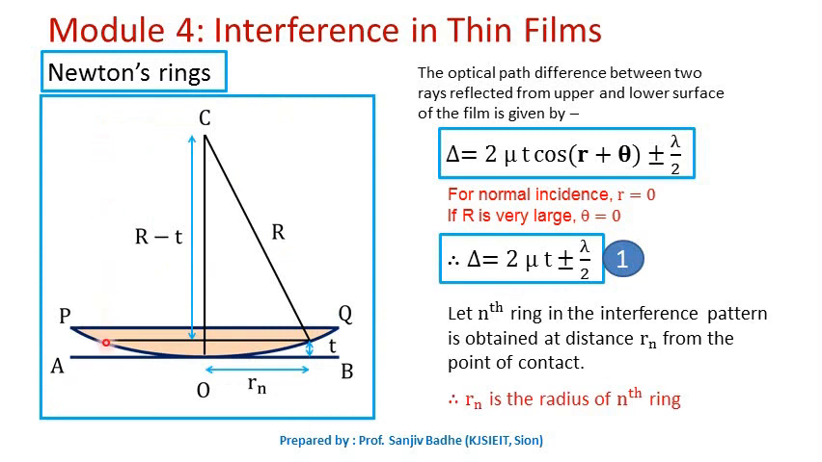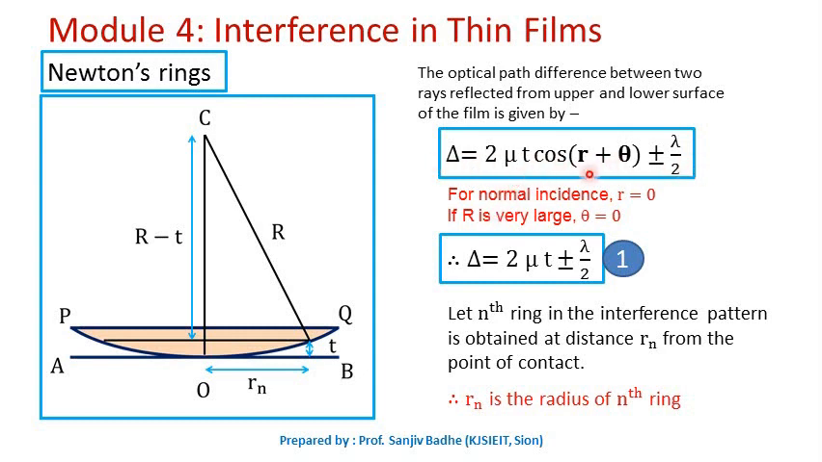When light rays are made incident on the thin film formed between the convex surface and the plane surface, the light rays are reflected from the upper surface of the film and lower surface of the film. The optical path difference between the two rays reflected from the upper surface and lower surface of the film is given by 2 mu t cos of r plus theta plus or minus lambda by 2. So we are using this relation obtained in the wedge shape film experiment case only.